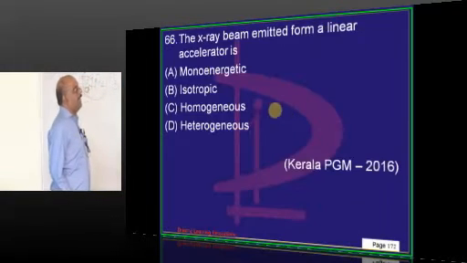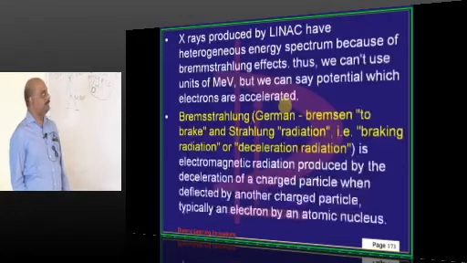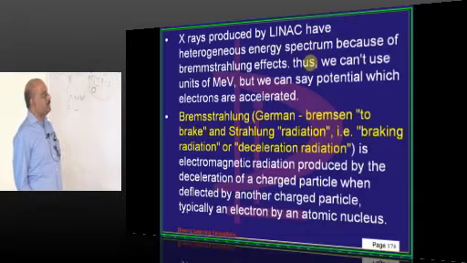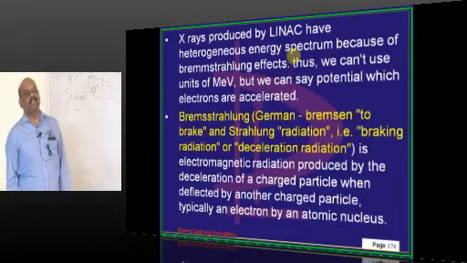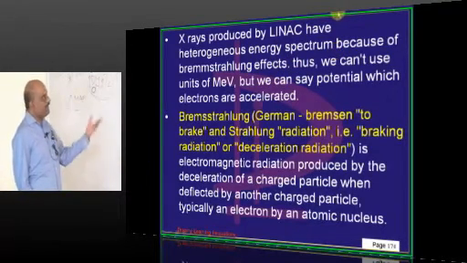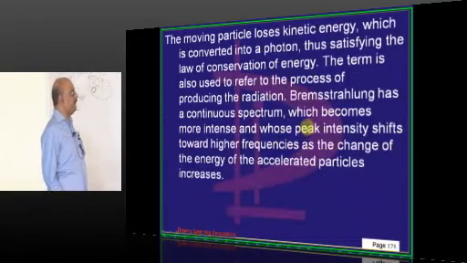X-ray beam from linear accelerator is heterogeneous. Illogical. It's called Bremsstrahlung. Already English only is too much. German also you will have to count. Effect, it is called as. So what is heterogeneous radiation and all that? I leave the literature for you. Please review that.